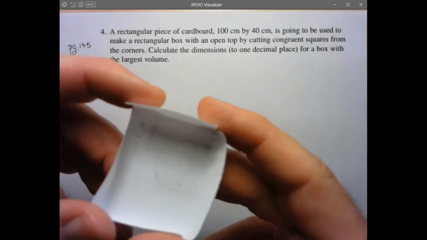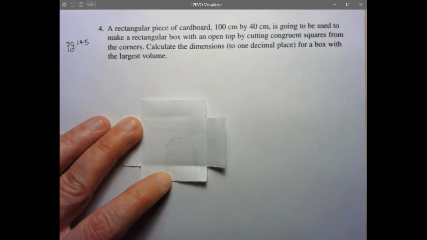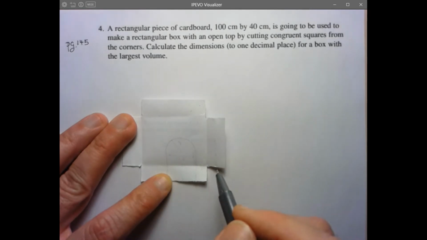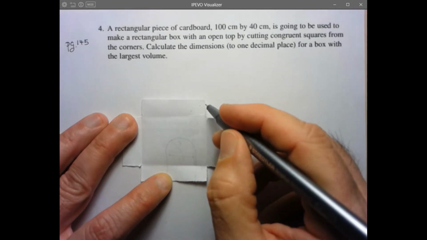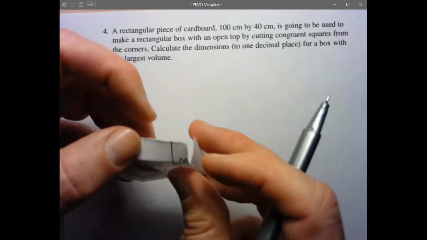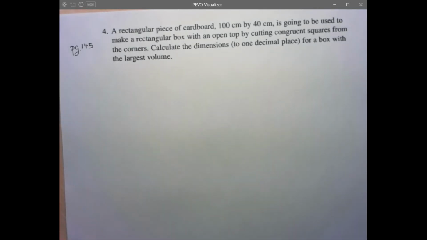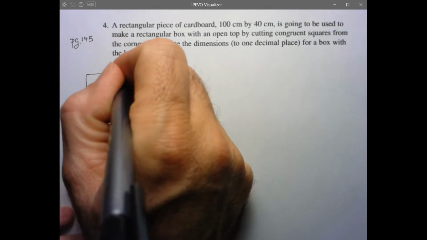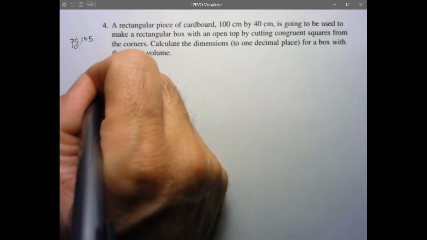Okay, so if you take a look at this here, you realize that I'm going to need the length, width, and height. The length is just going to be the total length of the cardboard minus the two little pieces that we take off. The width is just going to be the total width minus the same two pieces, and the height of the box is just going to be the width of that piece that we've cut off. All right, so I'm going to draw a representation here, but I just wanted you to see what it looked like in 3D.